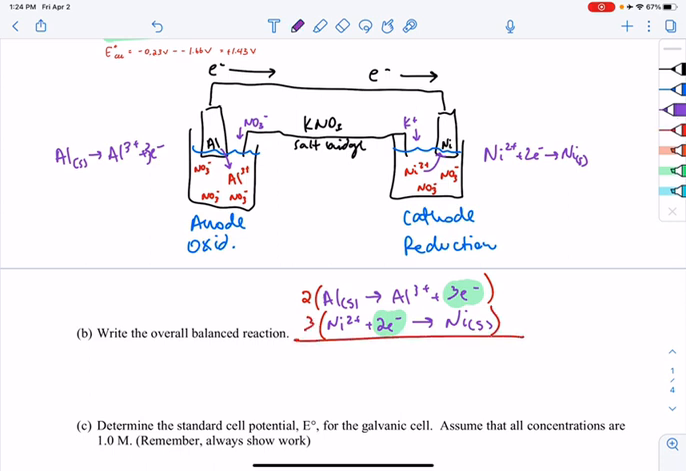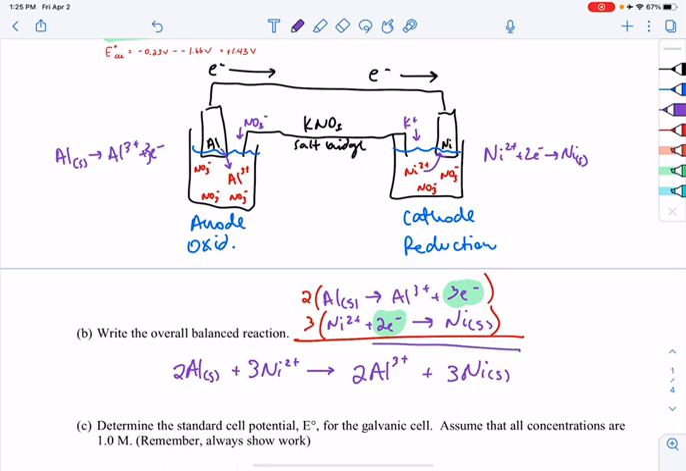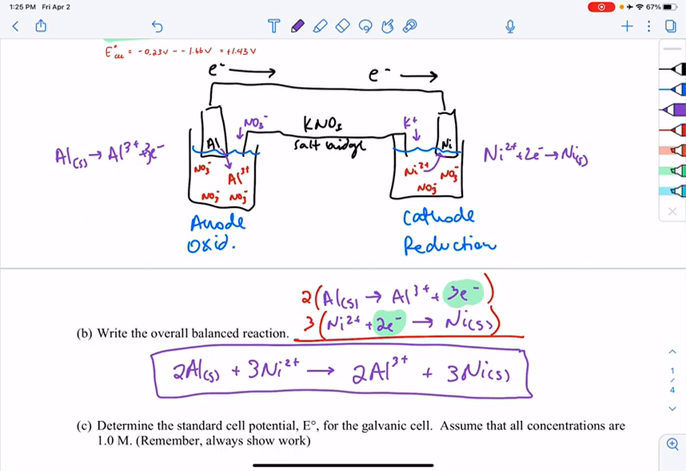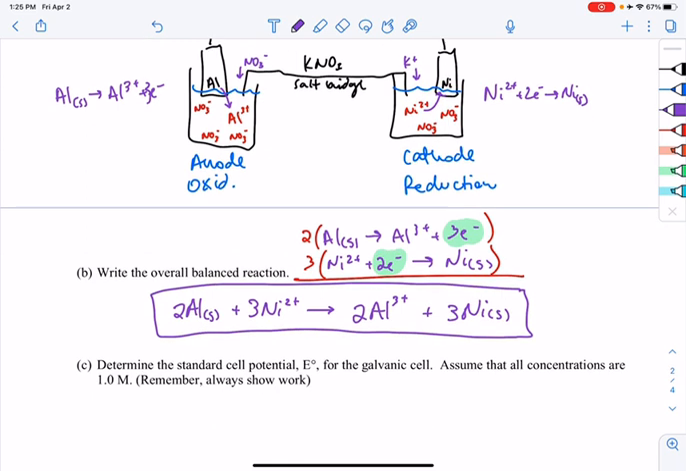So what we end up with is 2 aluminum solid plus 3 nickel 2+ yields 2 aluminum 3+ plus 3 nickel solid. And you can check if this works because the charges should equal each other. So we have positive 6 and positive 6, 2 aluminums, 3 nickels, 3 nickels.